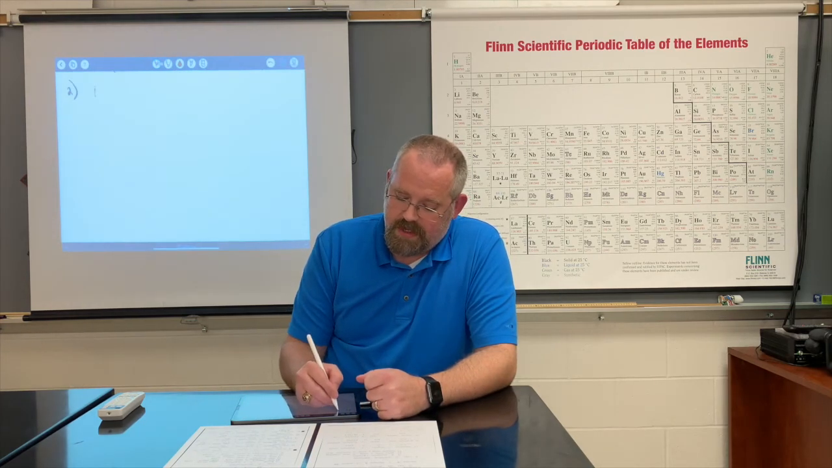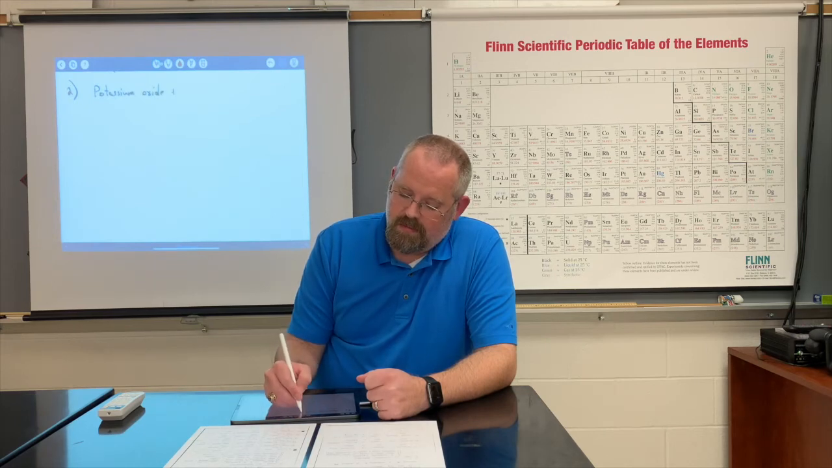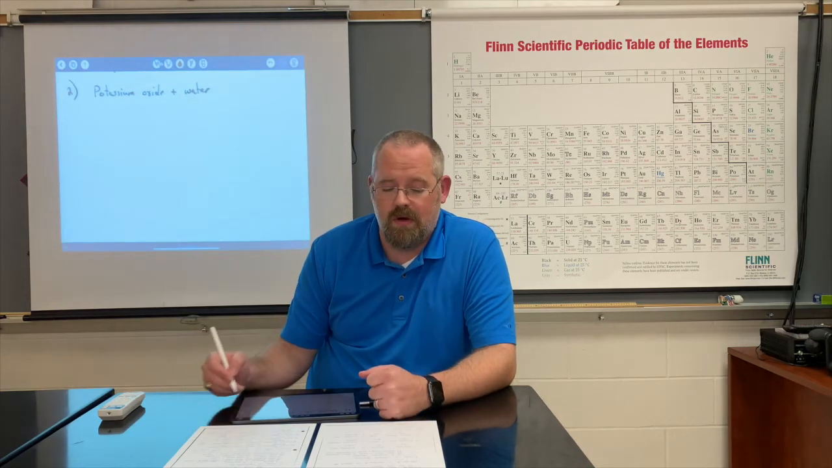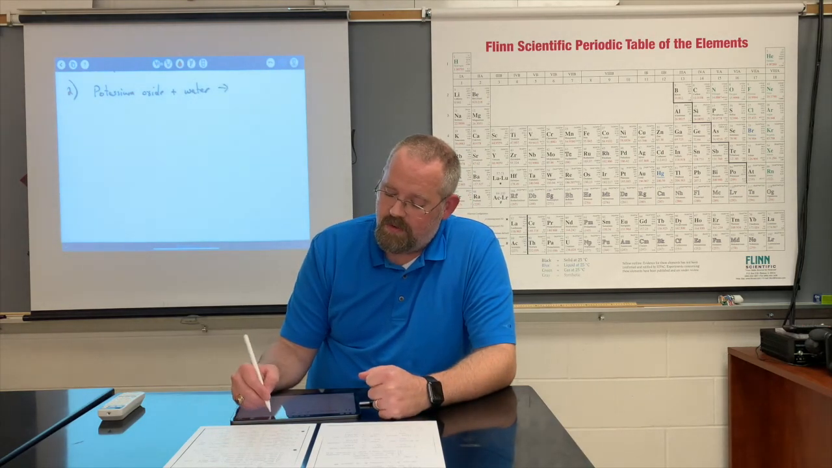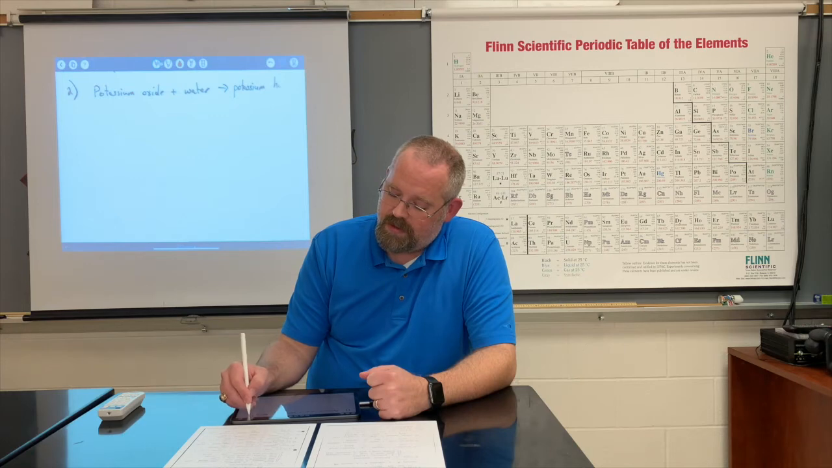Since we made potassium oxide, let's keep that. Potassium oxide plus water. Well, this is type 2. A metal oxide plus water is always going to give you a metal hydroxide. So our metal in this case is potassium hydroxide.